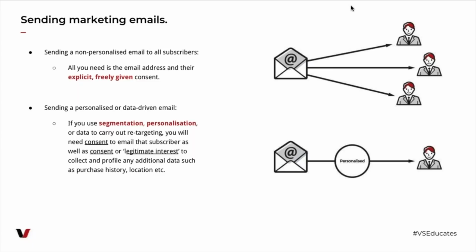If you're sending personalized or data-driven email, you'd need the above, but you'd also need their consent to send a segmented or personalized email, unless you could use legitimate interest. So again, that refers back to the difference between consent and legitimate interest. You would need consent to send them a marketing email, but then consent or legitimate interest to actually do a personalized email to them. So the user understands why they're getting that email.